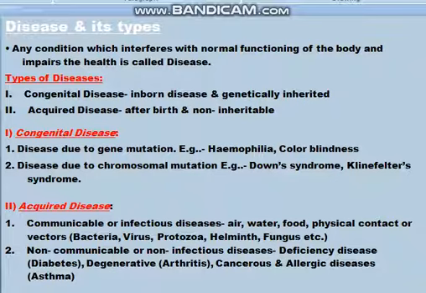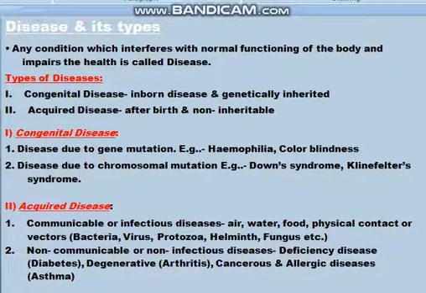So these are the two types of diseases. First is congenital disease. These are diseases which are present at the time of birth, and they can be due to gene mutation. Examples are hemophilia and color blindness. These diseases can also be due to chromosomal mutation, for example Down syndrome, Klinefelter syndrome, etc.